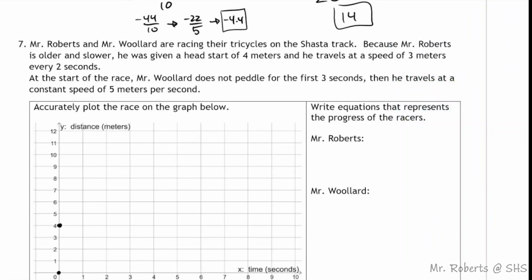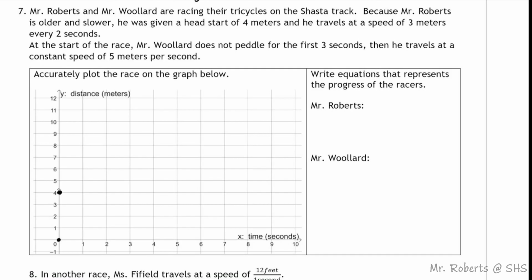There you go. And I am traveling at a speed of 3 meters every 2 seconds. So once I've got this, I'm just going to go up 1, 2, 3 meters and then over 2 seconds. Up 1, 2, 3 meters over 2 seconds. And I could do it again-ish, right?